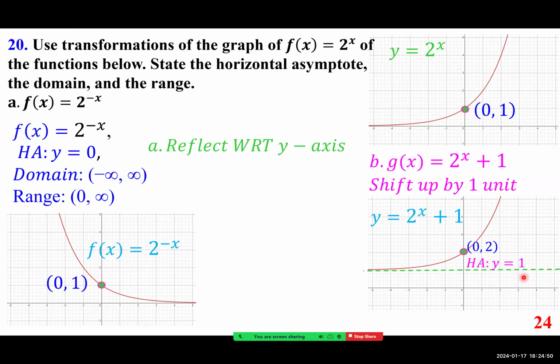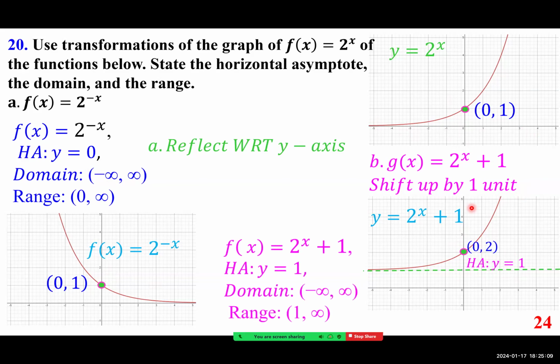So what is the effect of that? The horizontal asymptote has changed. What about the domain? The domain hasn't changed, the same x values. But the range over here was from 0 to infinity, but now it's from 1 to infinity. The range has changed, everybody. Okay. The function 2 to the power of x plus 1 shifts us up by 1, and therefore it has an effect on the range and the horizontal asymptote.